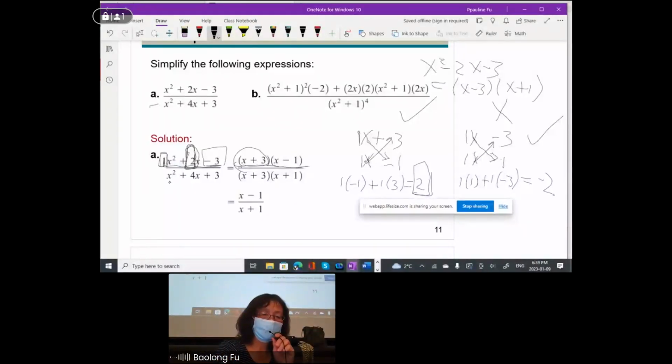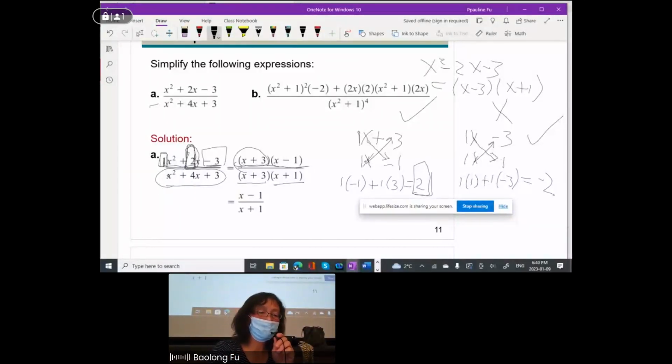Okay, now let's take a look at the bottom part. x squared plus 4x plus 3. How do I know this one equals x plus 3, x plus 1? I don't know at first.